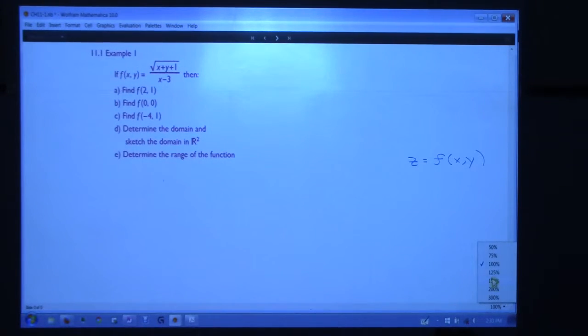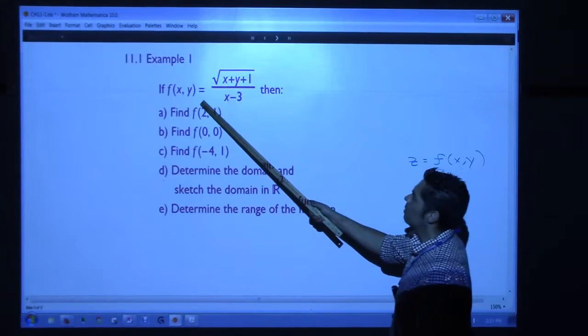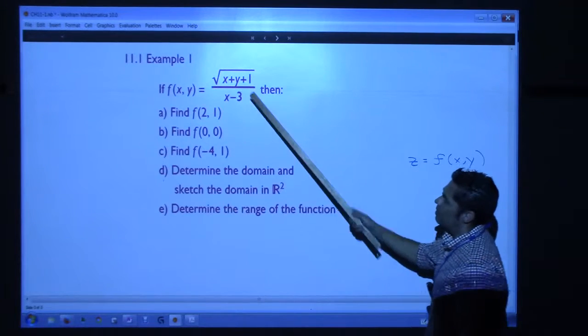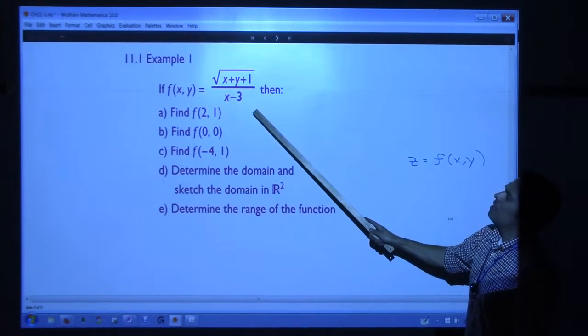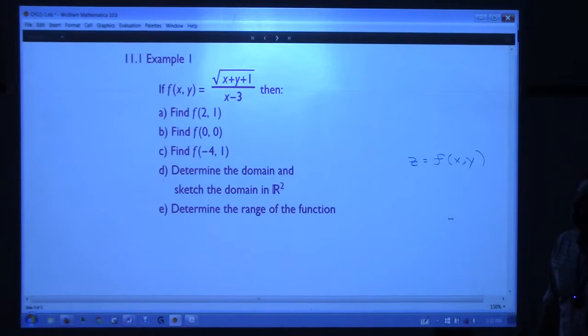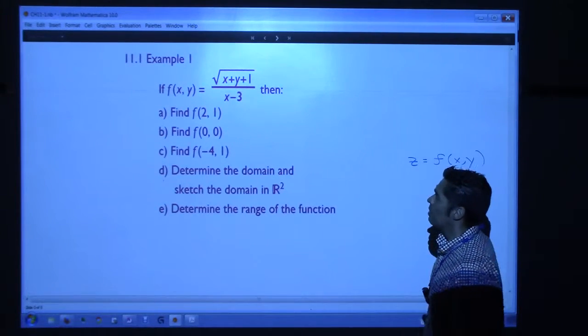Here is our first example of a function of 2 variables, x and y. See? You give me some x's, you give me some y's, you can spit out a number, can't you? First question, what's f of 2, 1? That means replace x with 2 and y with 1. And the order matters here, right? 2 is x, y is 1. So what would this be?